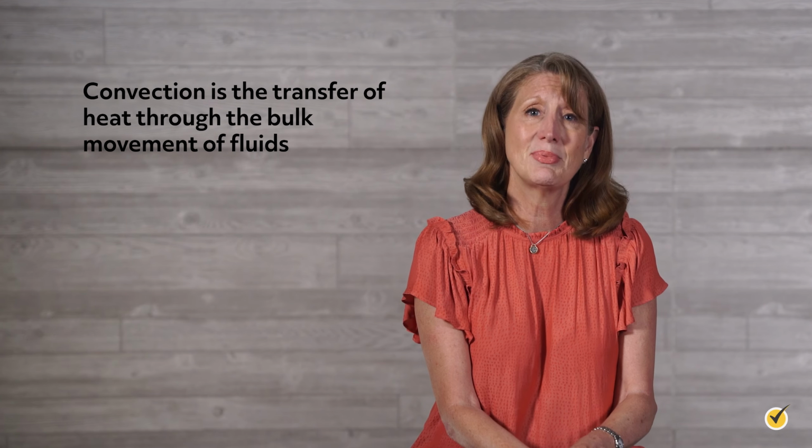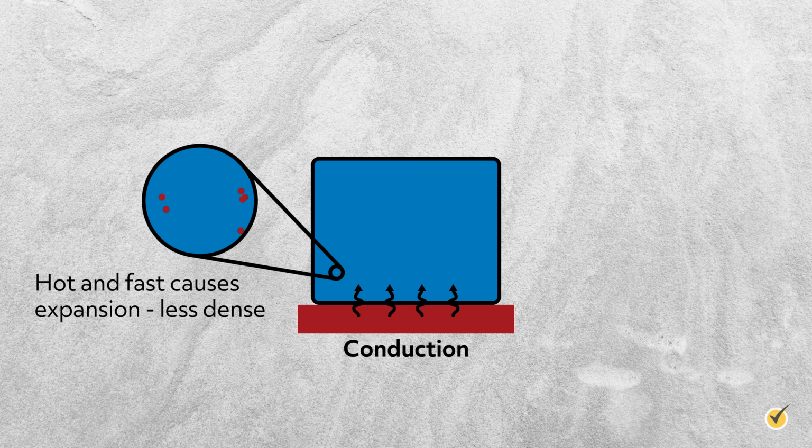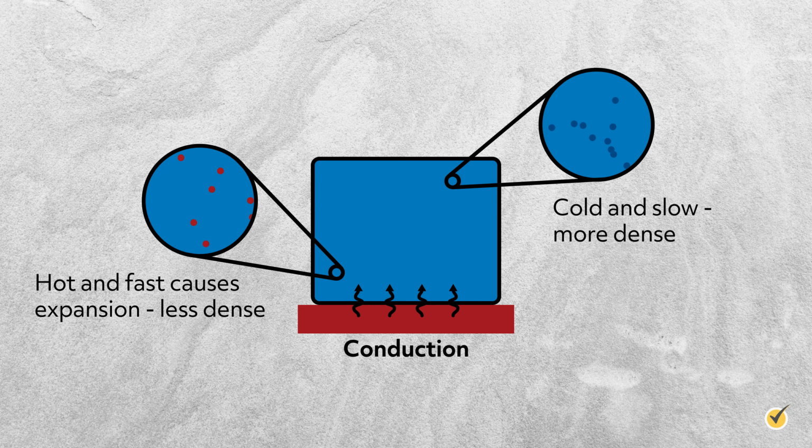Let's start with an example of natural convection. Consider a pot of water on an electric stovetop. Conduction is responsible for the initial transfer of thermal energy to the bottom of the pot, heating up the lower portion of water. That water expands as it is heated and is less dense than the cold water above it.